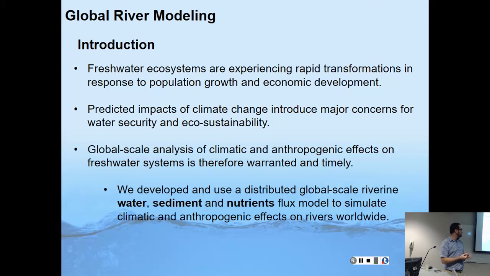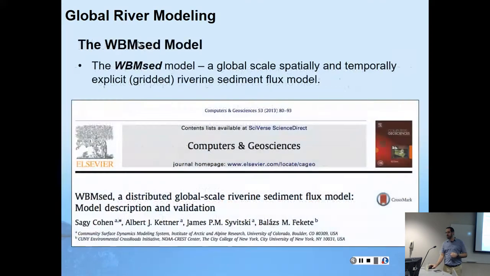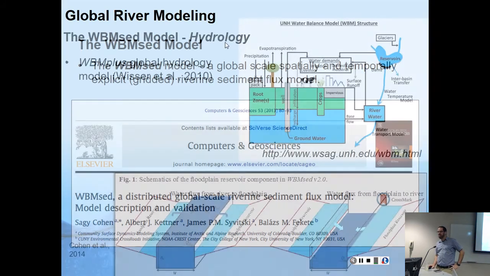So I'm trying to frame where we're coming from for doing the global scale river modeling that we do. A few years back, this is the first paper that was published on this model. It's called WBM SED. WBM stands for Water Balance Model. SED stands for sediment, and this was actually one of those weird cases. The paper was accepted in 2011, but published in 2013. It was part of a special issue, so it was waiting, anyway, never mind.